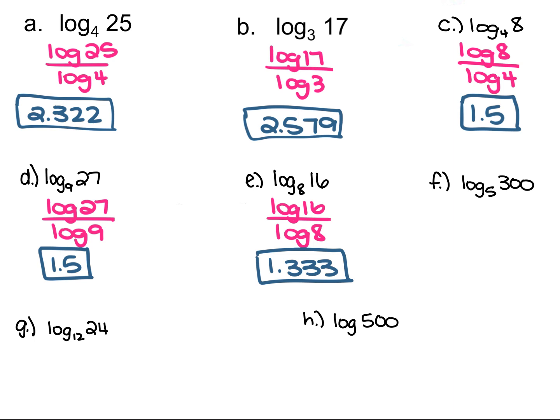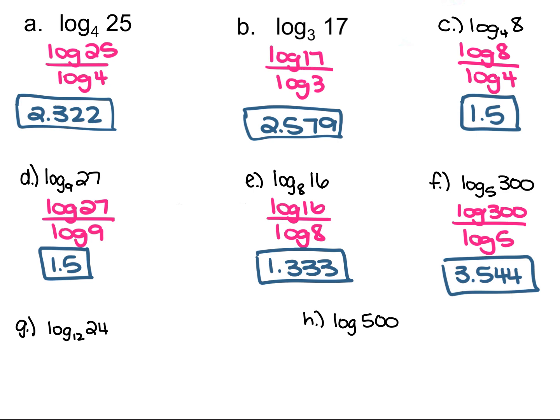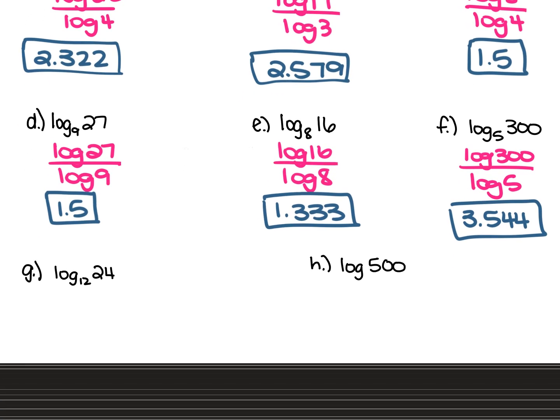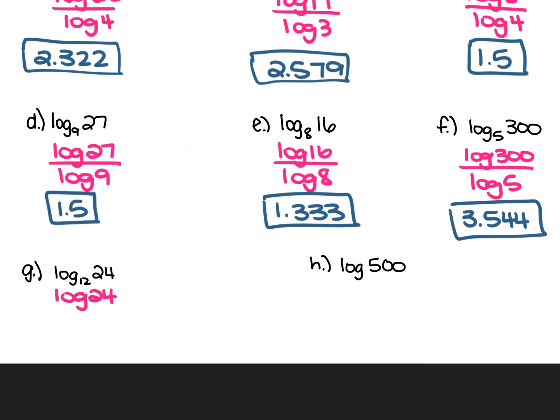For F, we have log 5 of 300. So again, we're going to do log of 300 divided by log of 5. If we round to 3 decimal places from what our calculator gives us, this is 3.544. For example G, we have log 12 of 24. So this one we're going to do log of 24 divided by log of 12. Round to 3 decimal places, and that gives us 1.279.